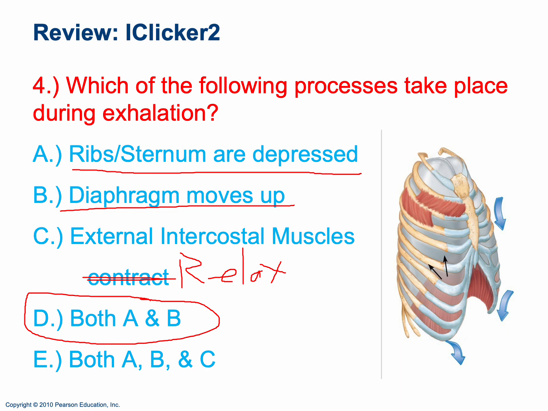Okay? So very important to review this concept of inhalation, exhalation. What's happening to the rib cage? What's happening to the diaphragm? What's happening to the external intercostal muscles? So here the correct answer is letter D.